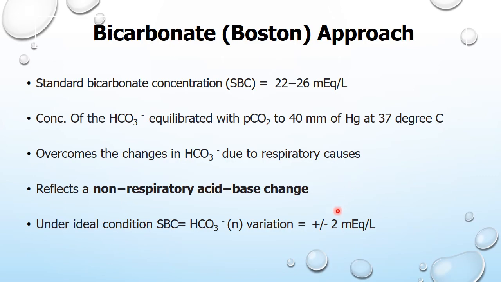Coming to the metabolic indices we see in our ABGs, that is the bicarbonate and the base excess. The bicarbonate approach is also known as the Boston approach. The standard bicarbonate concentration is ranging between 22 to 26 milliequivalent per liter. And when the actual bicarbonate in our body is equilibrated to a temperature of 37 degrees Celsius and a PCO2 of 40 mm of Hg, we get the standard bicarbonate. This overcomes the changes in bicarbonate due to respiratory causes and reflects a non-respiratory acid-base change. Under ideal condition, the standard bicarbonate is equal to the actual bicarbonate.